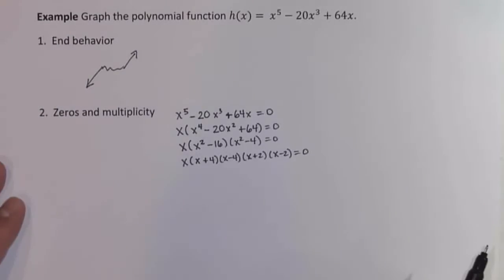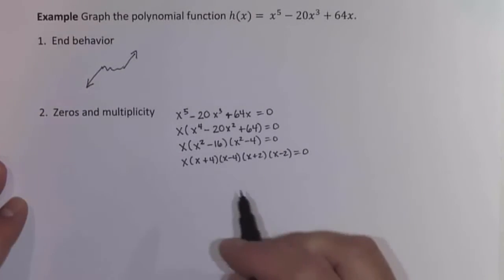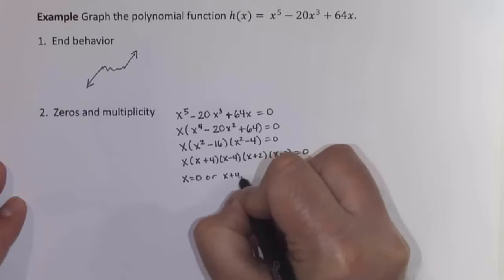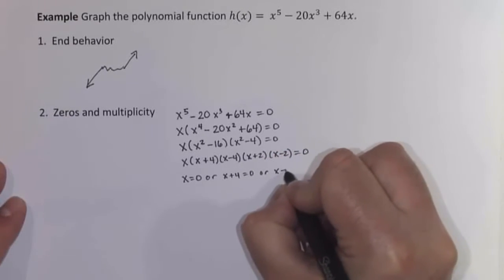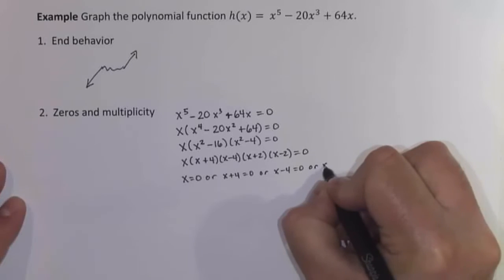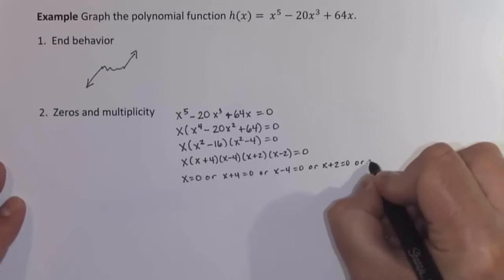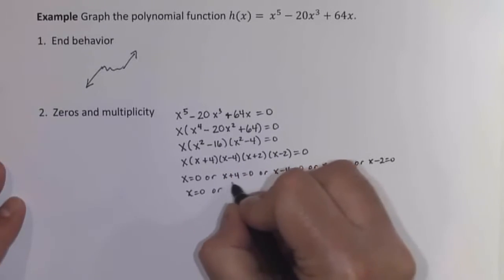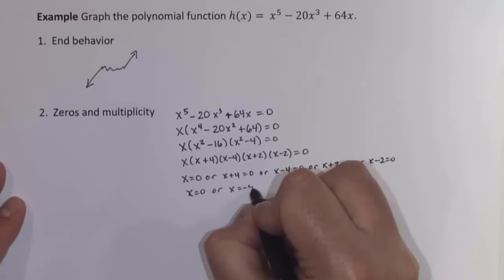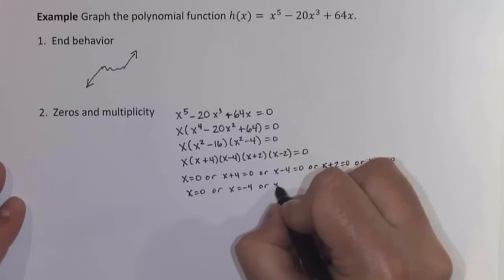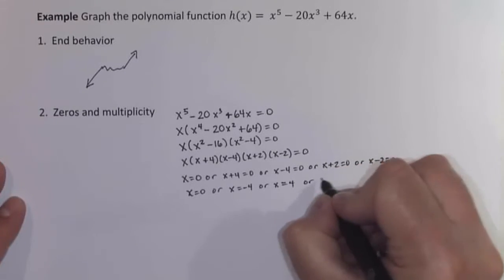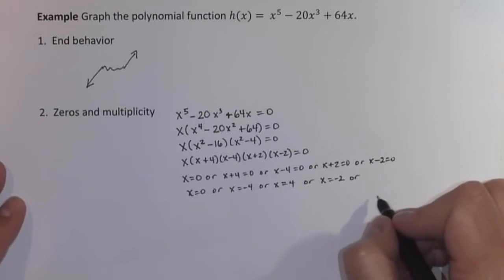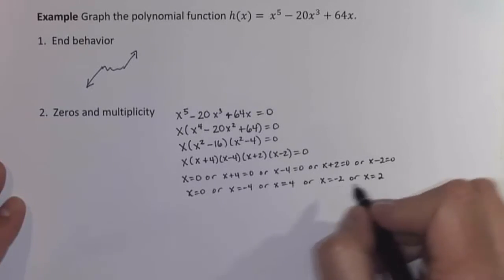So we have 5 factors multiplied together equaling 0, which means x equals 0, or x plus 4 equals 0, or x minus 4 equals 0, or x plus 2 equals 0, or x minus 2 equals 0. So x equals 0, or if x plus 4 equals 0, then x equals negative 4. If x minus 4 equals 0, then x equals positive 4. If x plus 2 equals 0, then x equals negative 2. And if x minus 2 equals 0, then x equals positive 2.